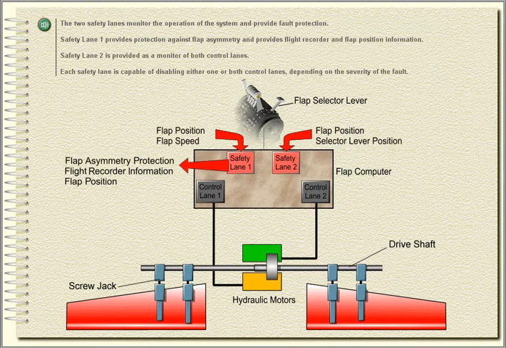The two safety lanes monitor the operation of the system and provide fault protection. Safety Lane 1 provides protection against flap asymmetry and provides flight recorder and flap position information. Safety Lane 2 is provided as a monitor of both control lanes. Each safety lane is capable of disabling either one or both control lanes, depending on the severity of the fault.